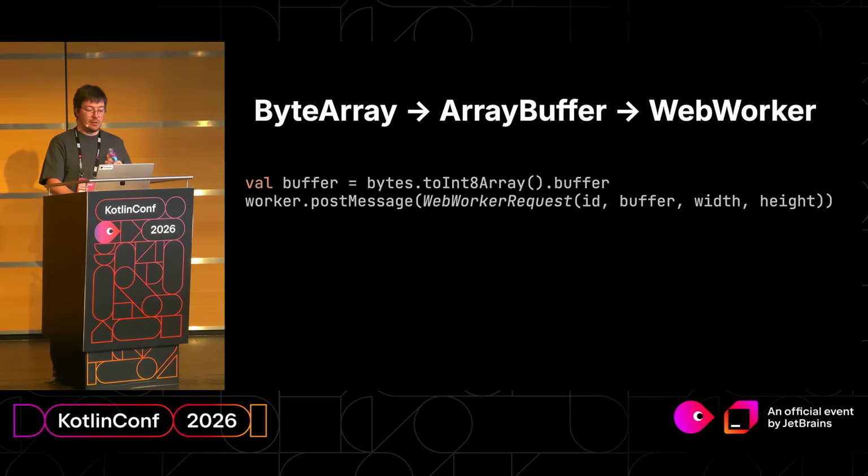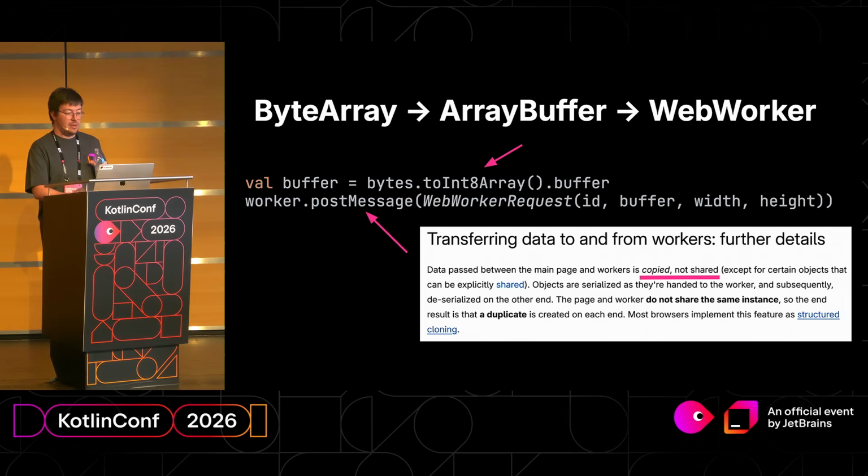When we get the bytes of the image, we have to convert them to a JavaScript array and get its buffer, right? This is one copy. But then we send the message to the web worker, and if we look at the documentation of web workers, we see that data passed between the main page and the web worker is copied, not shared. So it means that when we post our message to the web worker, we copy this array again. So two copies, not good.